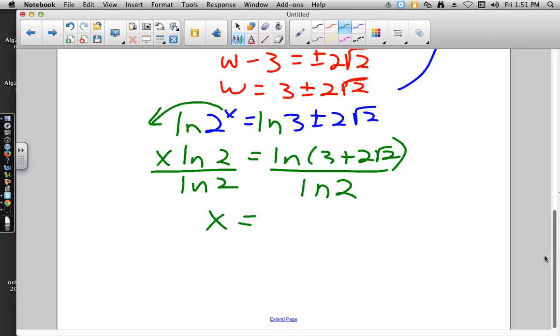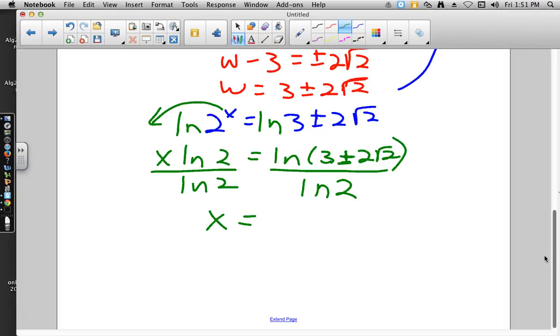And again, we would test this out and see 3 minus the square root of 8, which is 3 minus 2 square roots of 2, whether or not that comes out to be something that's positive or negative. And this time, they both work because they are both positive.